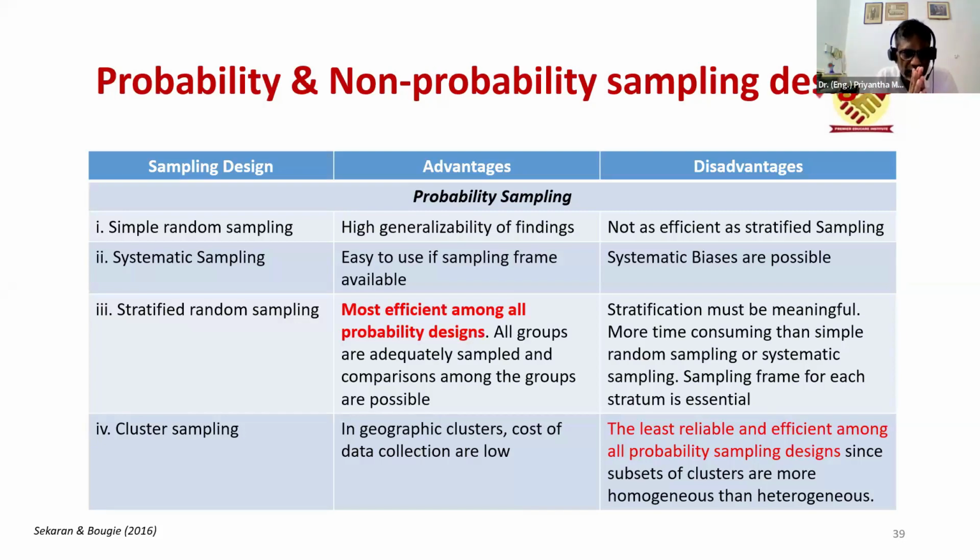So stratified sampling is the best, most reliable. Why? The randomness is there and the representation is there, because you are dividing into strata and then taking randomly, right? So everything is perfect. What is not perfect? Time and cost.